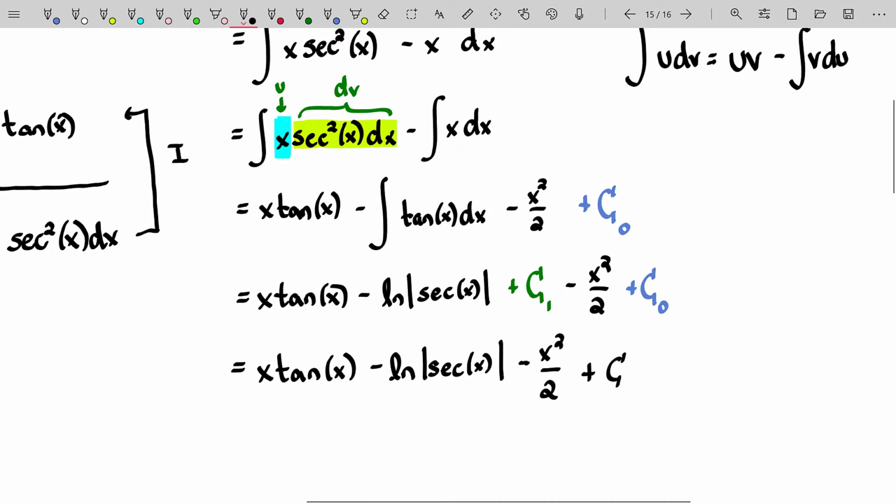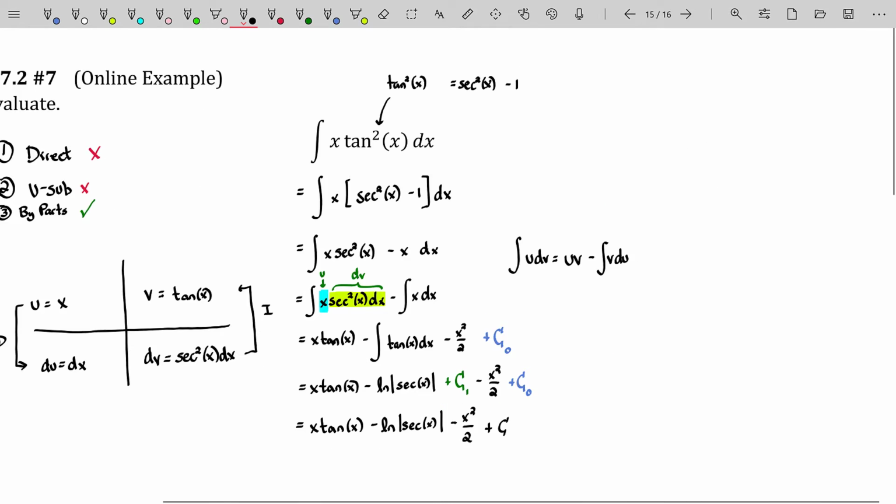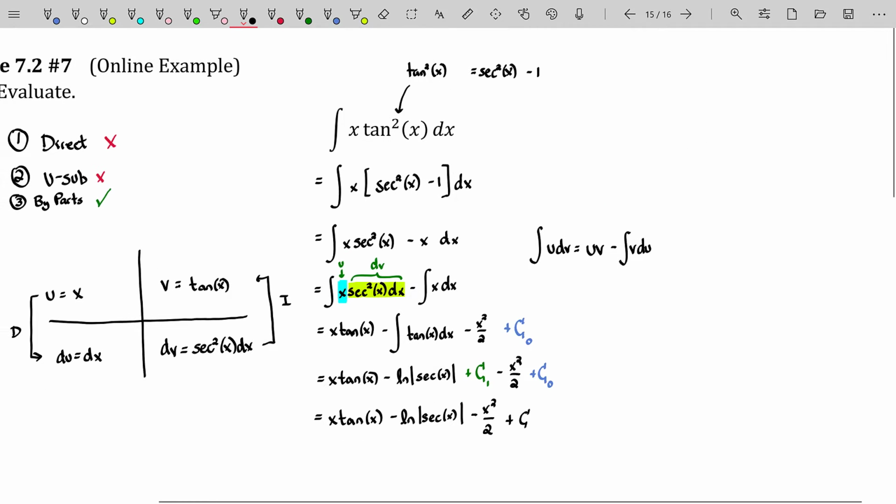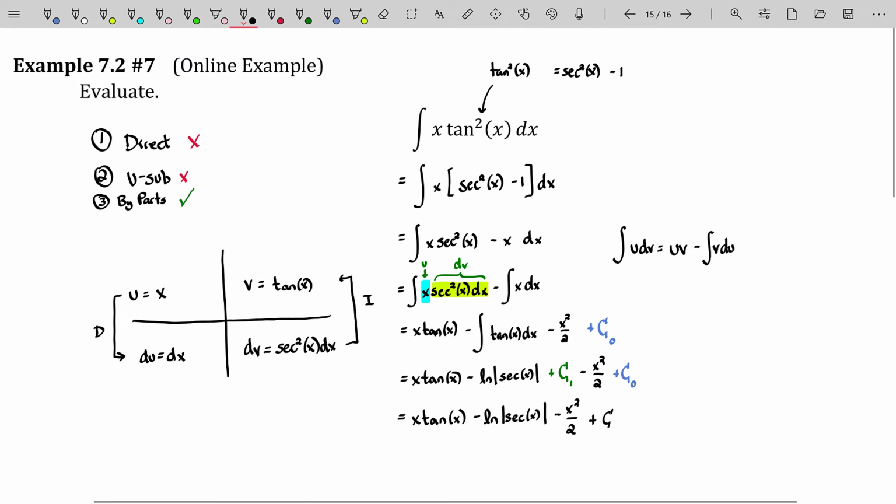Anyhow, this is the antiderivative of x tangent squared of x, or in other words, the integral of x tangent squared of x dx. As I said, it's just a single example video.